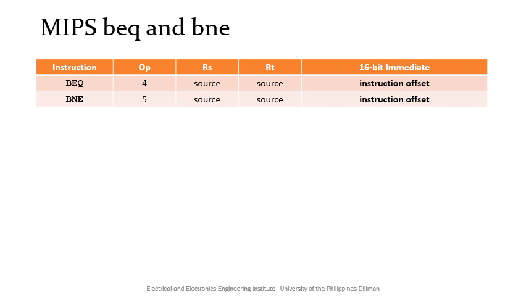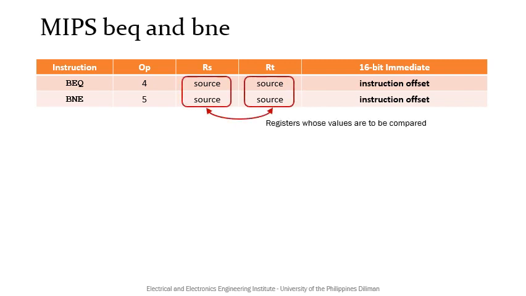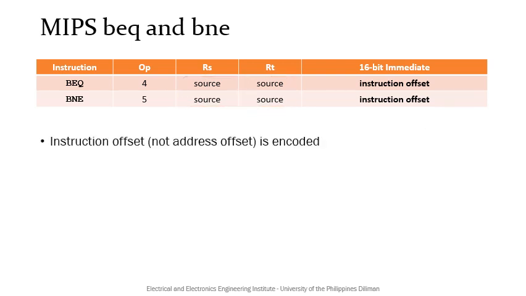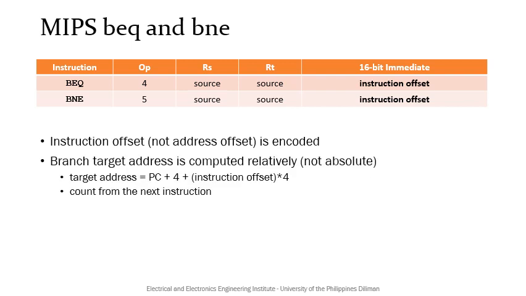The next two instructions we will support and add in our data path are the BEQ and BNE instructions. The RS and RT registers in BEQ and BNE instructions are the two registers whose values are to be compared as a basis if we are to branch or not. The 16-bit immediate contains the instruction offset, not some address offset, since encoding an address offset will force the last two bits to be always 0, wasting bit fields. Again, the immediate is not an actual address but an offset, so branch target addresses are computed relatively.